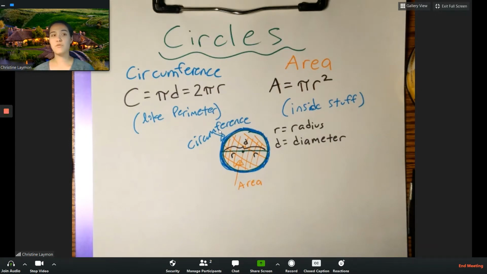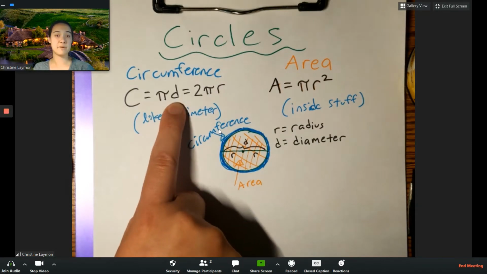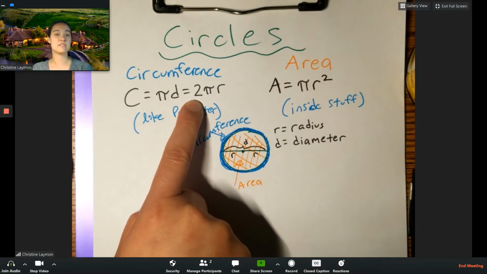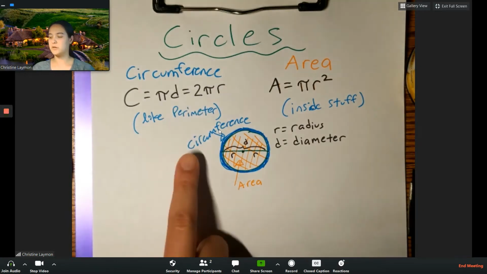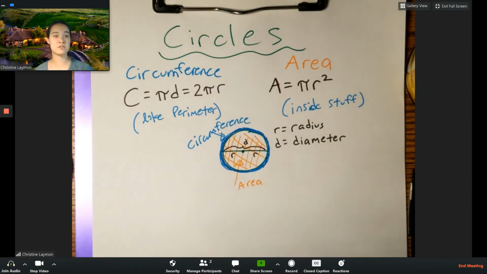There's two main formulas we use when we work with circles, circumference and area. Circumference's formula is pi times diameter. That's the same thing as 2 times pi times the radius, or 2 pi r. So again, circumference is like perimeter, so that's this outside amount. It's like a fence going around a circular yard.